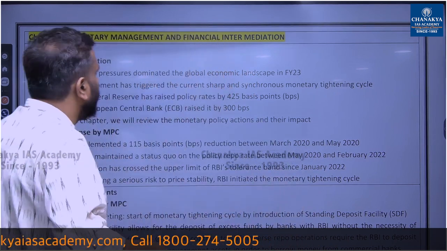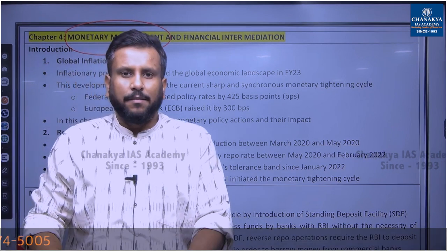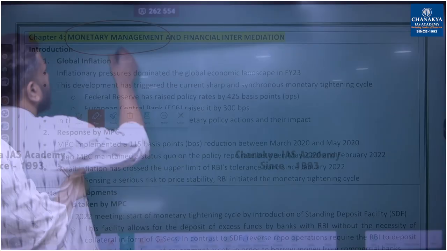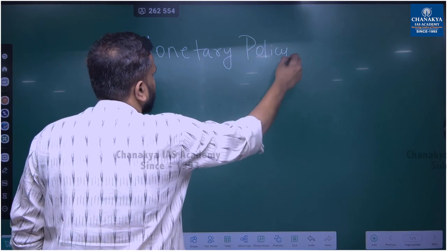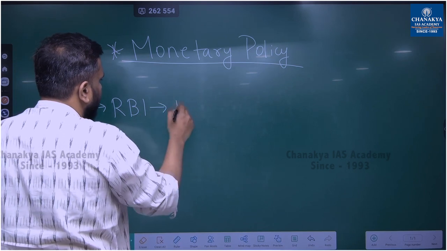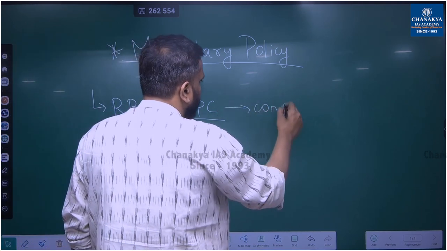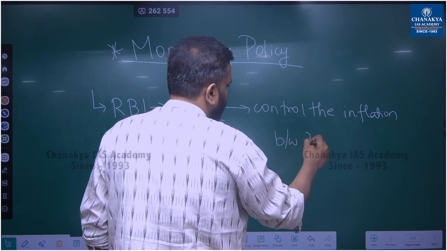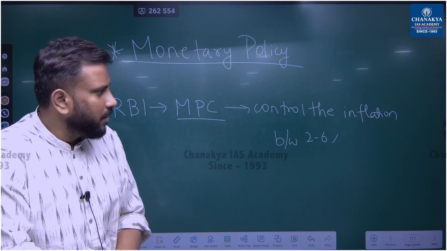So in this lecture, we are going to understand what kind of monetary policy was undertaken by the RBI to arrest the slowdown because of the pandemic, and since then. So first of all, monetary policy. In the last class, we already discussed that RBI has a monetary policy committee whose target is to control the inflation between 2 to 6%. Right? So this is the topmost priority of the RBI Monetary Policy Committee, that it has to control the inflation between 2 to 6%.